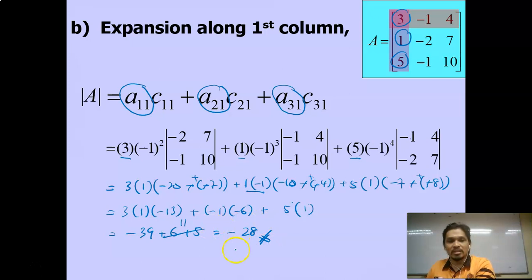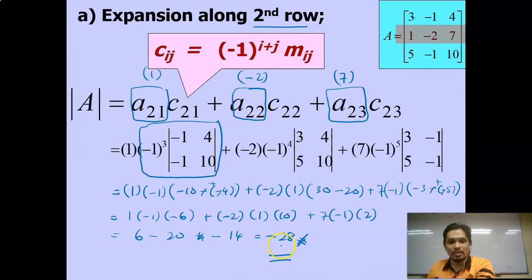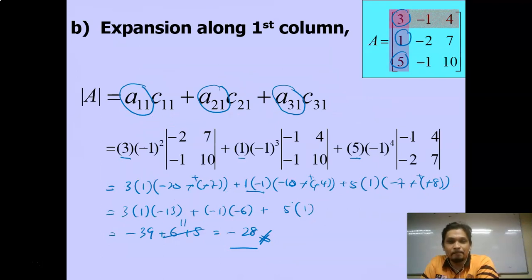Let's double check. Is negative 28 here? And just now, it's also negative 28. Meaning, to find the determinant using minor and cofactor, you may use the first row, second row, third row, first column, second column, or third column. It will give the same correct answer. You may try expansion using the third column yourself and tell me if you get negative 28 or something different.